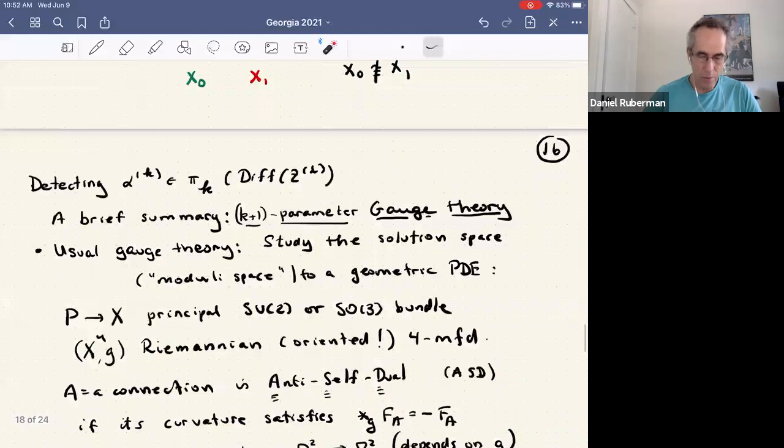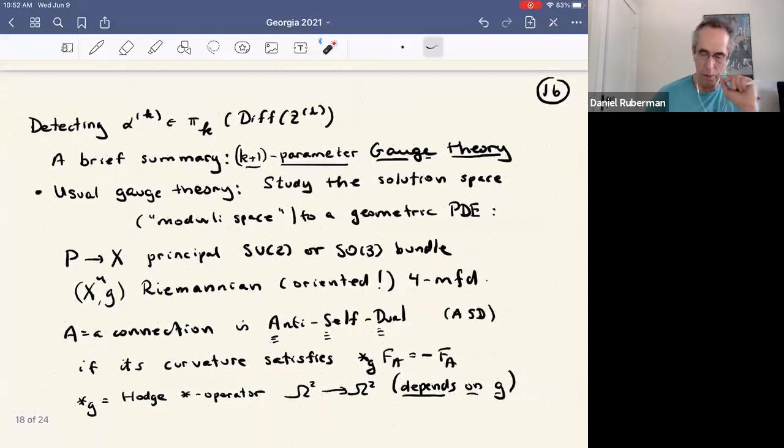Okay, so I haven't left myself much time, but let me say just a word or two about how to detect such elements. The brief summary is that you detect the difference between manifolds using gauge theory. So we detect the difference between these elements in these homotopy groups using parametrized gauge theory. So what does that mean?